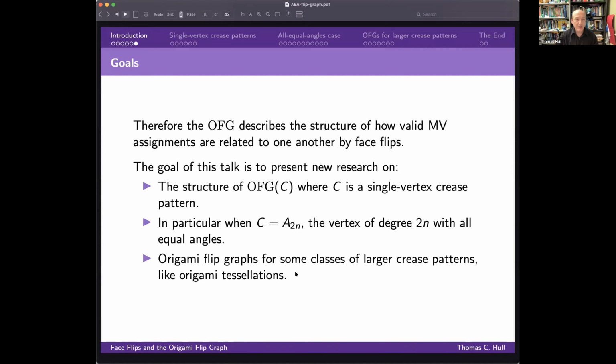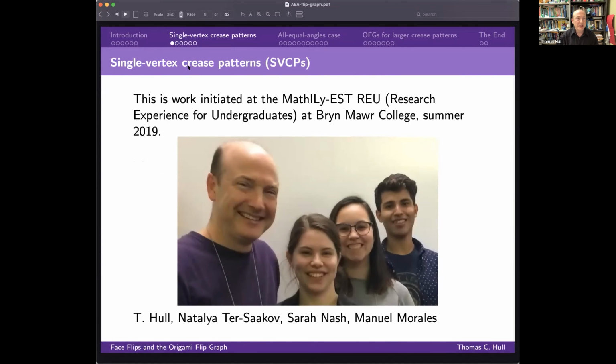And then I will end with a summary of some work that I've done with a bunch of people on larger classes of crease patterns, in particular some origami tessellations, and what do their origami flip graphs look like? What can we say about them? So we'll start with single vertex crease patterns.